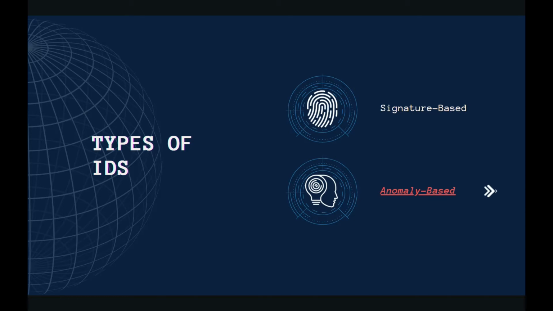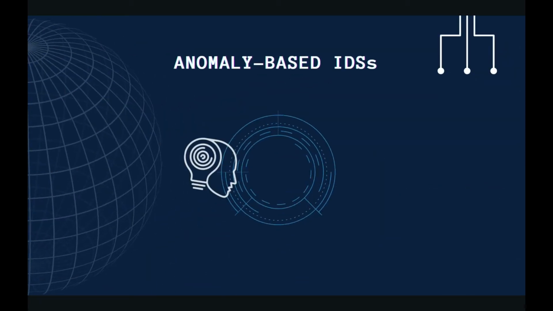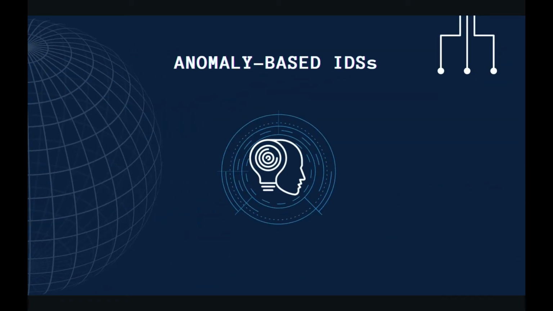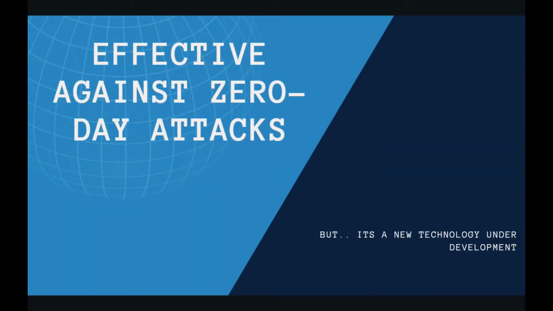On the other hand, anomaly-based intrusion detection systems work by utilizing machine learning and deep learning approaches to determine what is considered normal packet activity and what is considered a malicious one. Anomaly-based intrusion detection systems have the great benefit of detecting zero-day and novel attacks. However, despite their immense promising potential, they are fairly a recent technology and are currently undergoing intensive research and development.